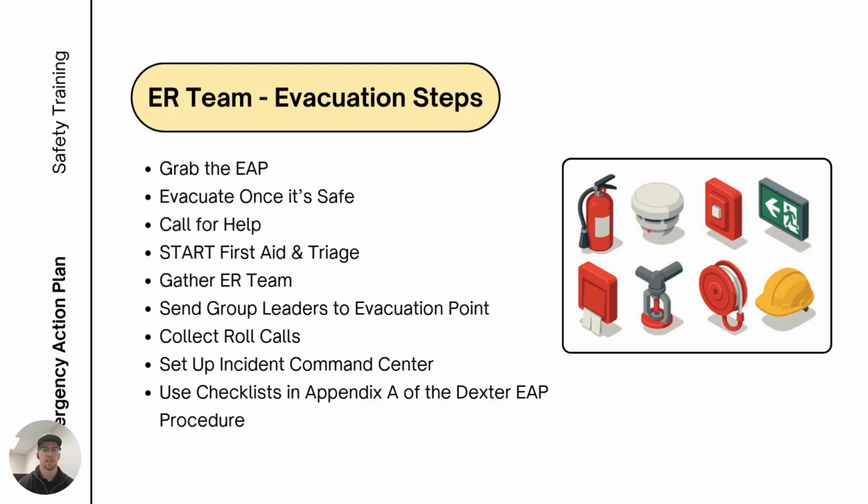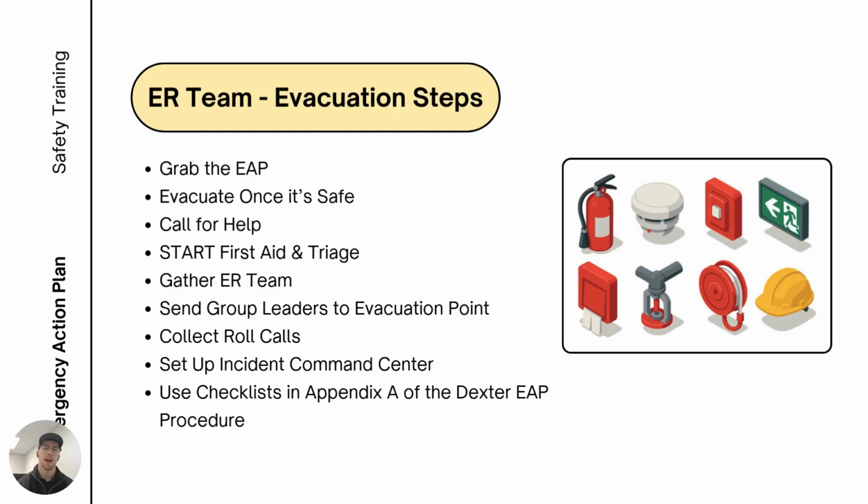So just to take a further deep dive into the steps that the ER team does, just in case you viewing this training become a member of the team. Step one includes grabbing the EAP, if safe to do so. Again, the EAP is found in a binder in all of our buildings. Step two, evacuate when safe. No hero moves, just make sure of clear exits.